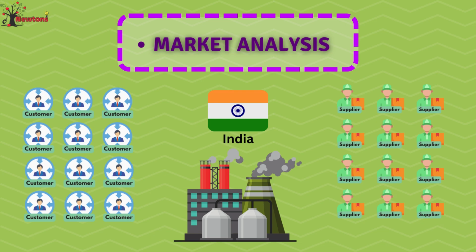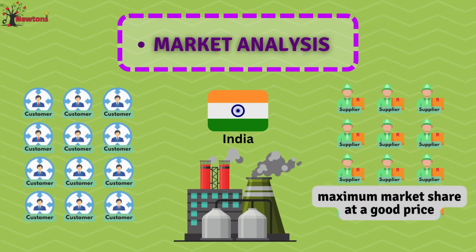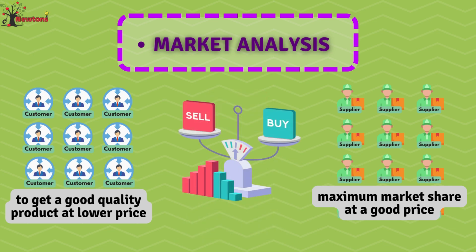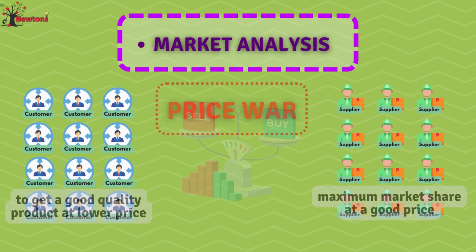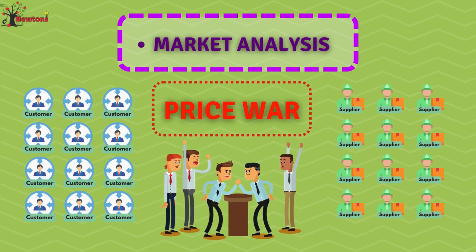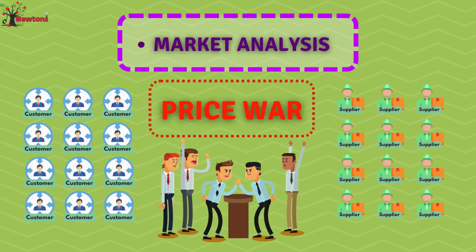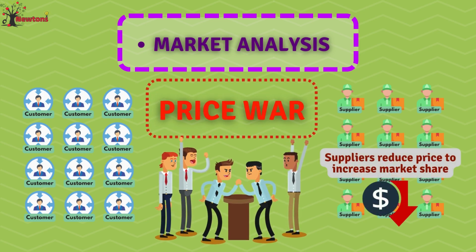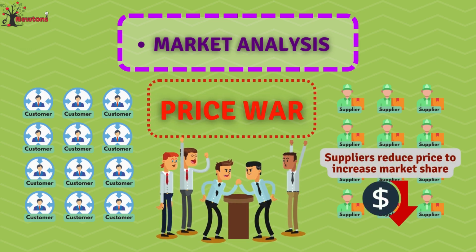Every supplier's aim is to gain maximum market share at a good price, while every customer wants a good quality product at a lower price. This situation with multiple buying and selling partners brings in a competition which we call a price war. A price war is a competition among rival suppliers who lower the price point on their products in a strategic attempt to undercut one another and capture greater market share. And this results in different price points from different suppliers for the same product in the same market.